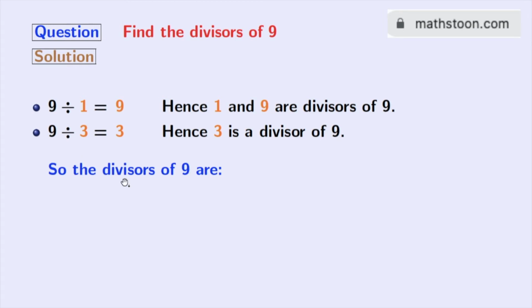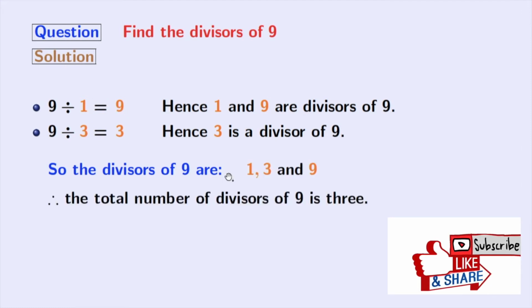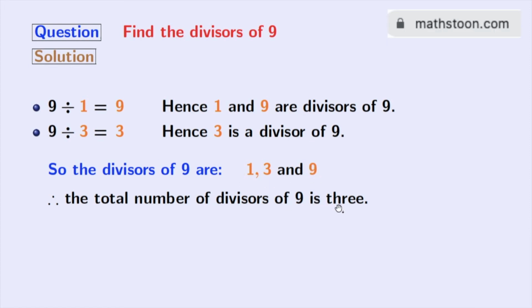Now look, we have all the divisors of 9, which are in orange color. Those are 1, 3 and 9. So the total number of divisors of 9 is 3.